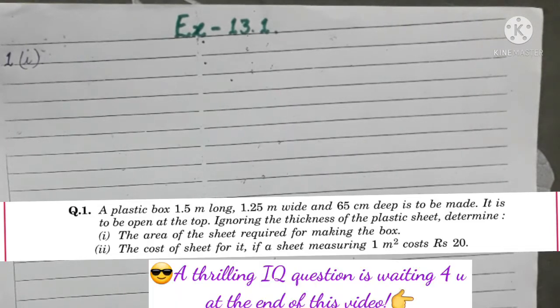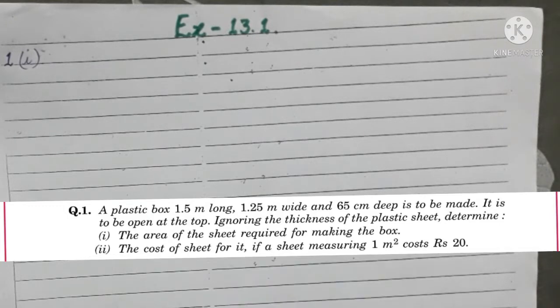So the length, breadth and height of the plastic box is given, and it is also given that the plastic box is to be open at the top. That means there is no lid, no sheet at the top of the plastic box. So we have to calculate the area of the plastic sheet required for making this box. As you can see, the sheet is required only for making the four walls of the plastic box and the base of the plastic box. There is no lid at the top.